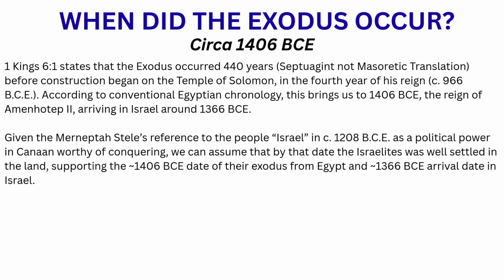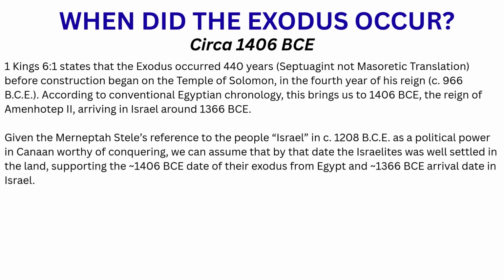So 440 from 966 brings us to 1406 BCE. That was during the reign of Amenhotep II. And they would have arrived in Israel 40 years later, around 1366 BCE.